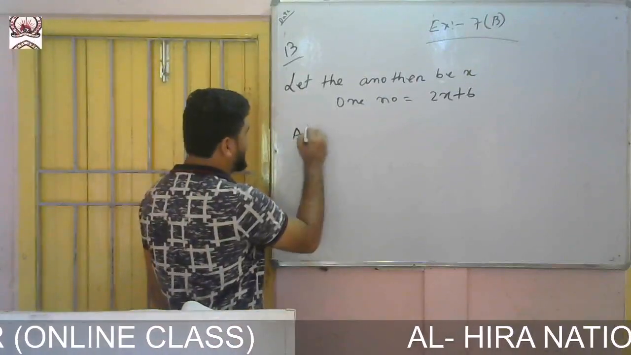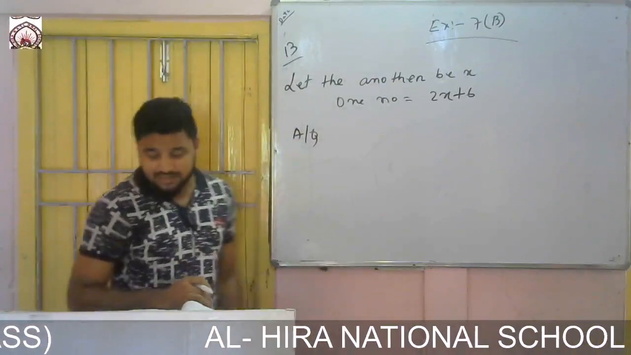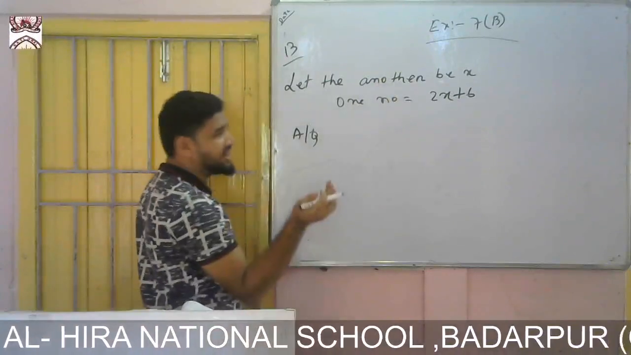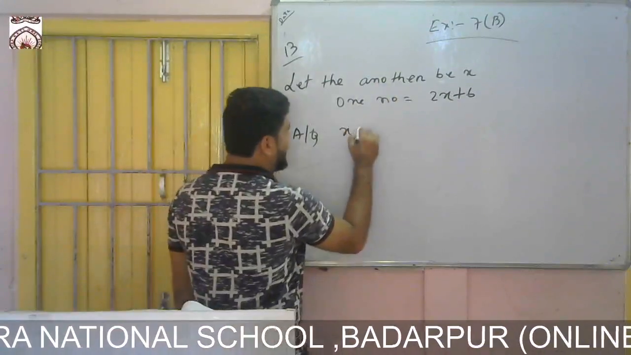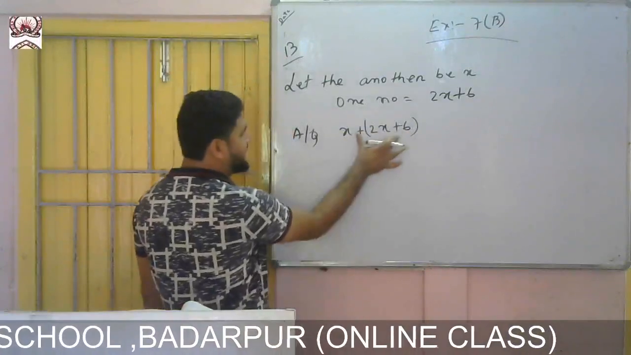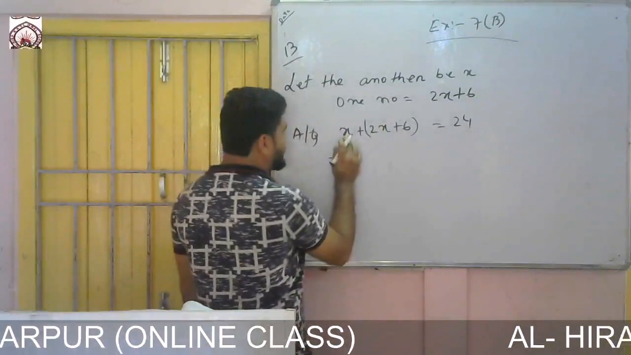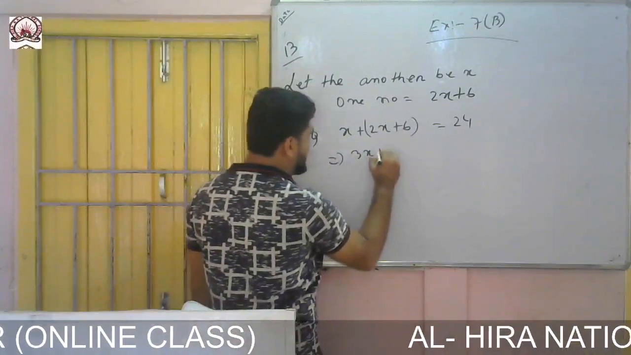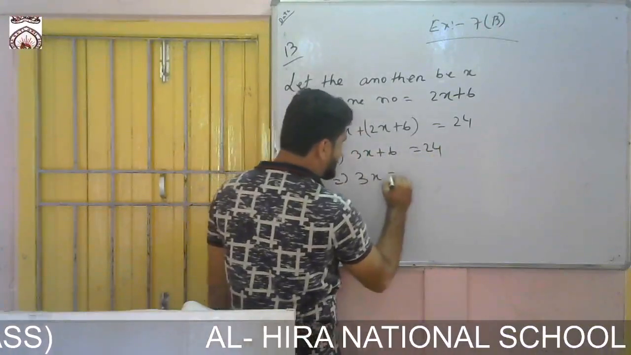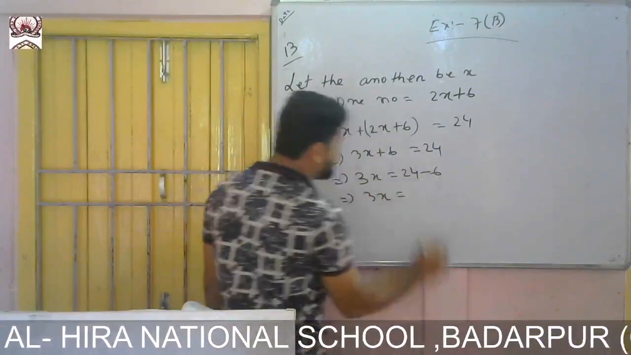So write, according to the question, if I add both the numbers, then I shall get 24. The sum of two numbers is 24. So let me add the two numbers. One number plus two number equals 24. Now add. Twice x plus x is thrice x, plus 6, equals 24. Now thrice x equals 24 minus 6.